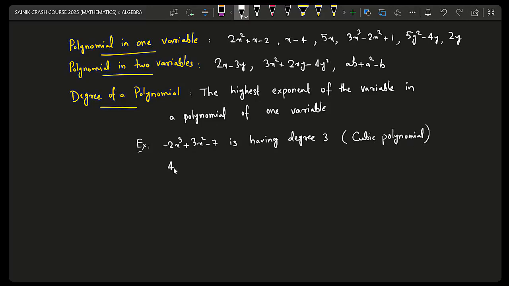So I may have 4x square minus 2x plus 1. The highest exponent of the variable is 2. So the degree of this polynomial is 2. Degree 2 we call a quadratic polynomial.